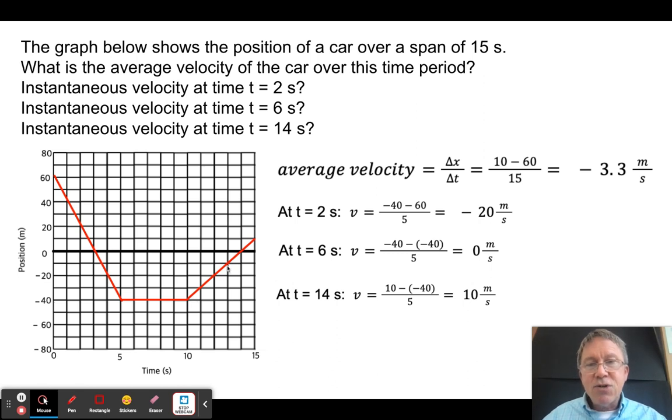And now here it's traveling this way. So when I get to this point here at 14 seconds, I see that this slope is positive.